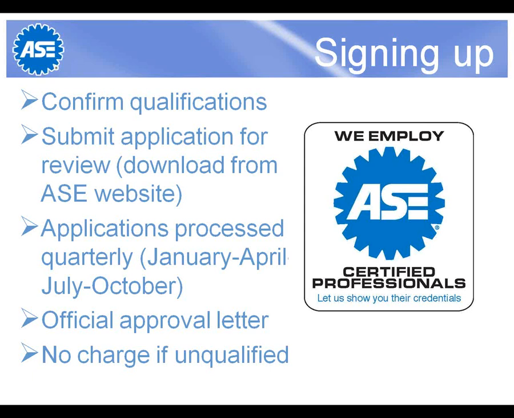Then you need to submit an application for review. The application can be downloaded from the ASE website, filled out, and faxed in. Applications are processed quarterly in January, April, July, and October. And once approved, you receive an official approval letter that lets you know you're part of the program, and then shortly after that you will receive the actual materials to identify yourself as a Blue Seal facility. And again, we'll go over those in a second.